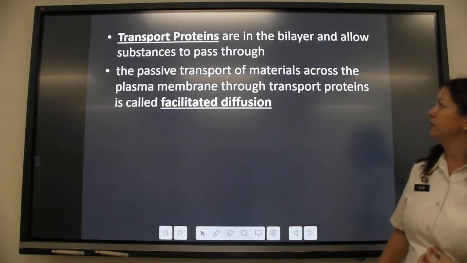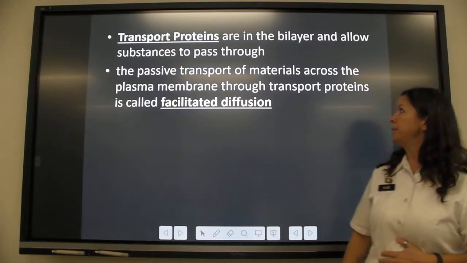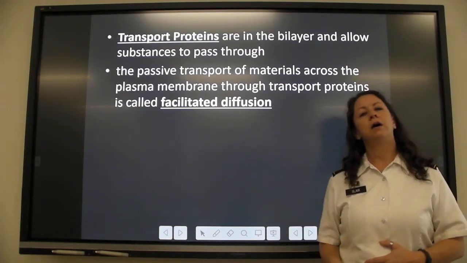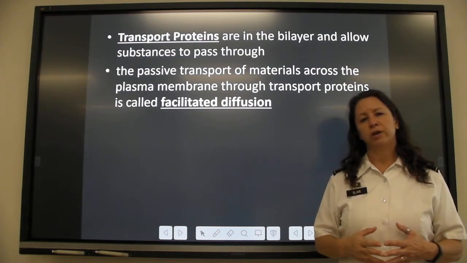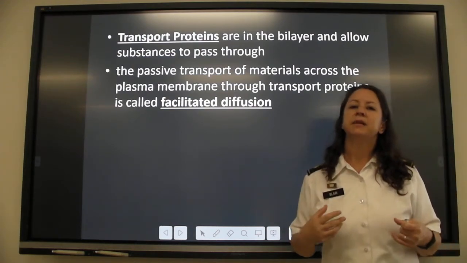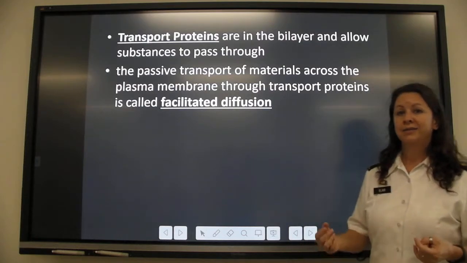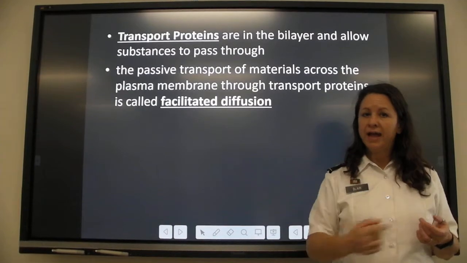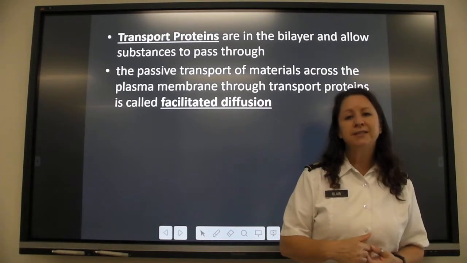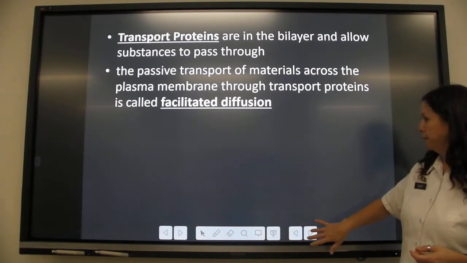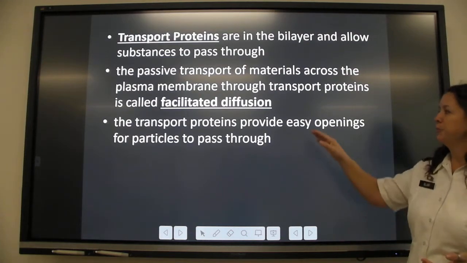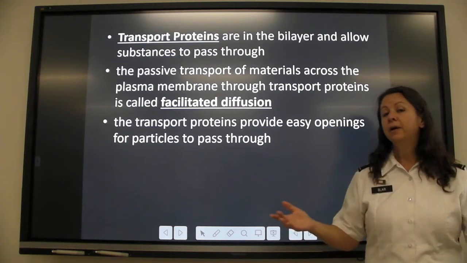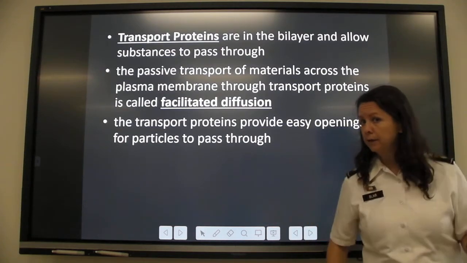Now, the passive transport of materials across the plasma membrane through transport proteins is called facilitated diffusion. When you facilitate something, you're helping it. The proteins are helping diffusion take place, and so we call it facilitated diffusion. The transport proteins provide easy openings for particles to pass through, again, like that tunnel through the mountain.